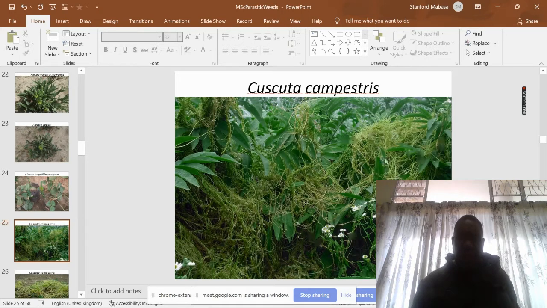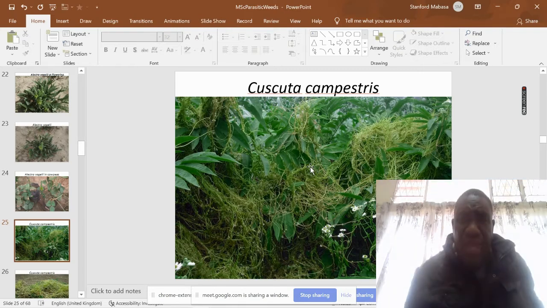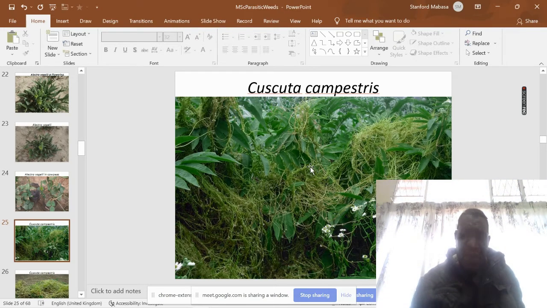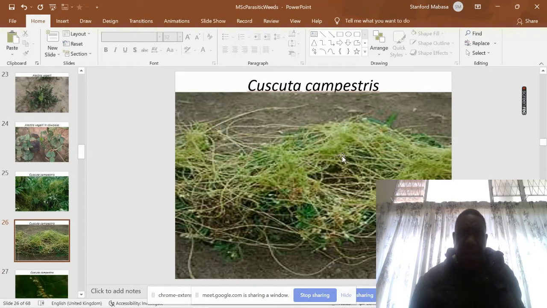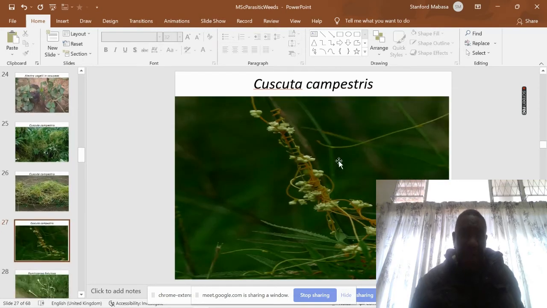This one is a shoot parasite. It grows on the shoot. It's Cuscuta campestris. It looks like spaghetti. You can see it looks like spaghetti with the white flowers. It's Cuscuta campestris. Again here, Cuscuta campestris, which is a shoot parasite.